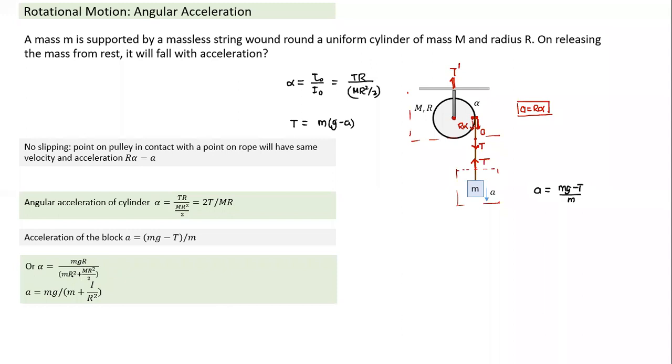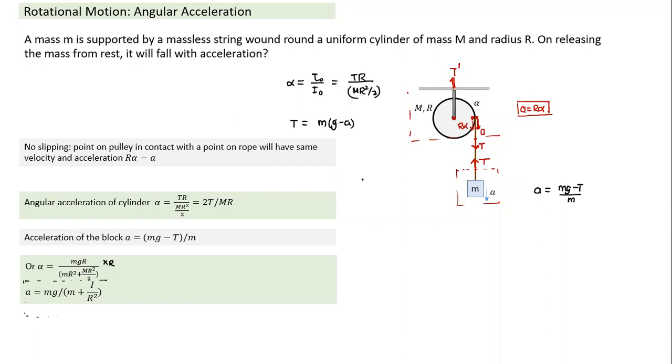If I divide this denominator term also by r square, so when I write a value we actually multiply by r, and if I divide numerator and denominator by r square, I get this expression: mg divided by m plus I by r square. Let me try and understand this expression in a slightly different way.